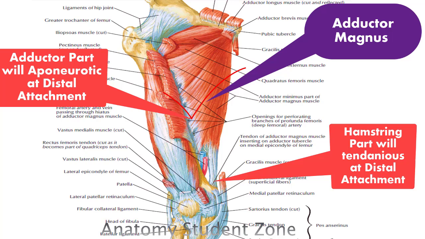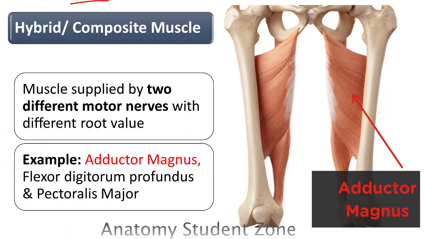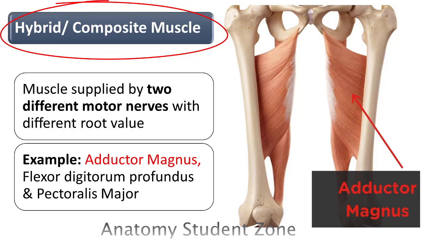So as I already told you, both parts of adductor magnus are having different nerve supply because the adductor part is supplied by the obturator nerve. And you know obturator nerve is a nerve of medial compartment and the hamstring part is supplied by the tibial part of sciatic nerve, and we know sciatic nerve is a nerve of posterior compartment of thigh. So why is this muscle supplied by two different motor nerves? Again already described, adductor magnus is a composite or a hybrid muscle. It's located between the medial and a posterior compartment. So it is supplied by the nerve of a medial compartment, that is obturator nerve, and it is supplied by the nerve of a posterior compartment, that is sciatic nerve.